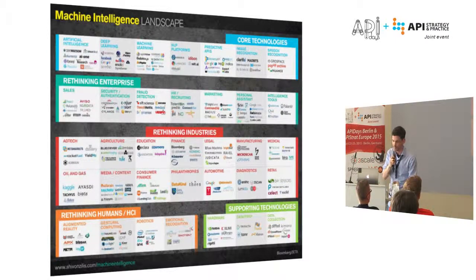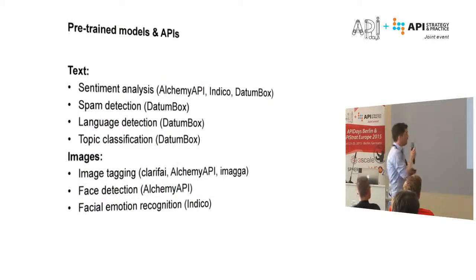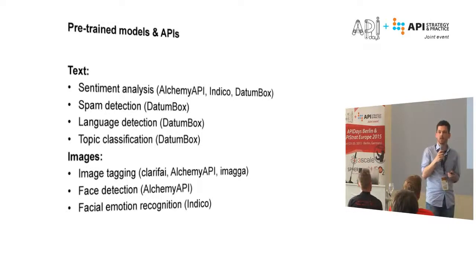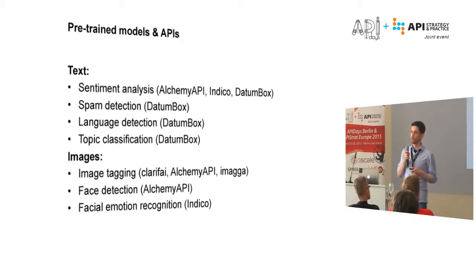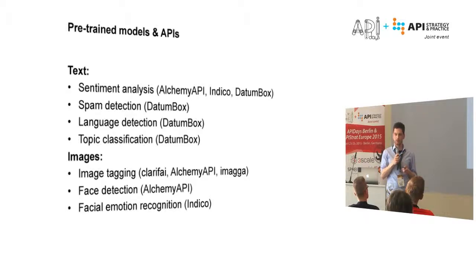I'm obviously not talking about all of these here. I just want to mention a very few. Or better, I only want to talk about certain tasks that have been solved that you could now easily use in your applications. For example, for text recognition, we have things like sentiment analysis. You have a couple of APIs for that. Then we have things like spam detection, which is a fairly old application. You also have a couple of APIs for that. Language detection, topic classification. These are all more or less solved problems, and you have a lot more APIs that you can use there.